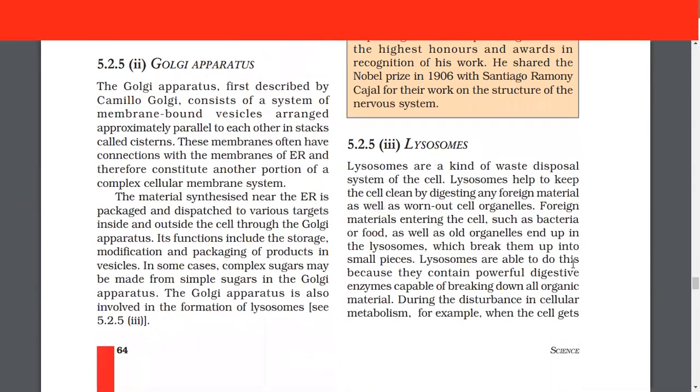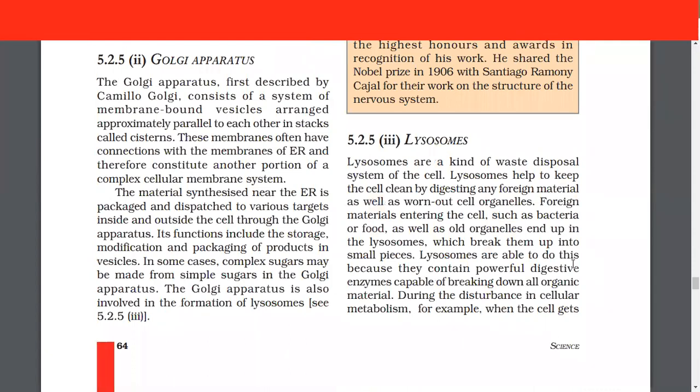Lysosomes help to keep the cell clean by digesting any foreign material as well as worn out cell organelles. Foreign materials entering the cell, such as bacteria or food, as well as old organelles, end up in the lysosomes, which break them up into small pieces. Lysosomes are able to do this because they contain powerful digestive enzymes capable of breaking down all organic material.